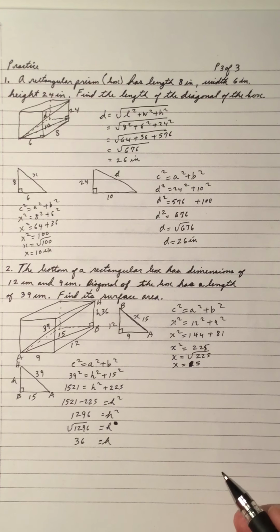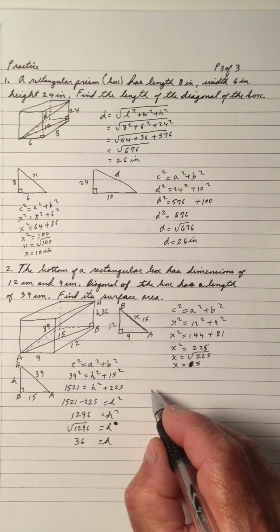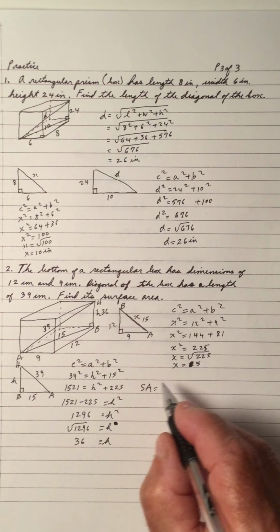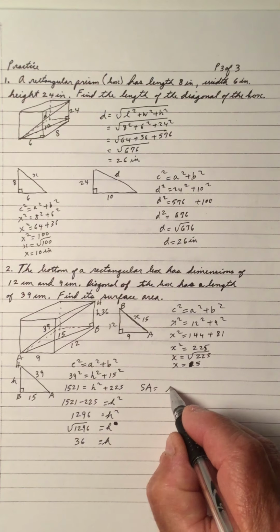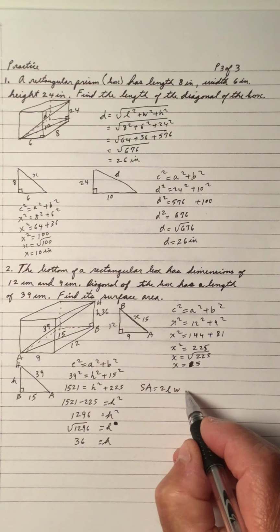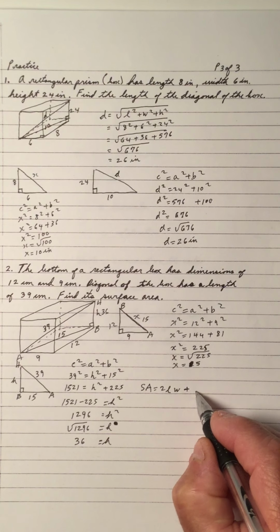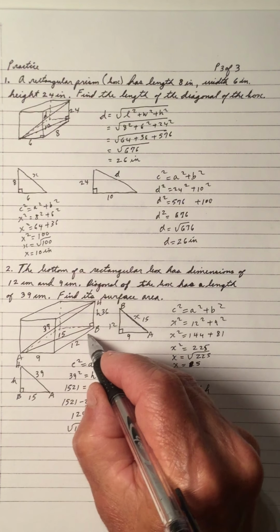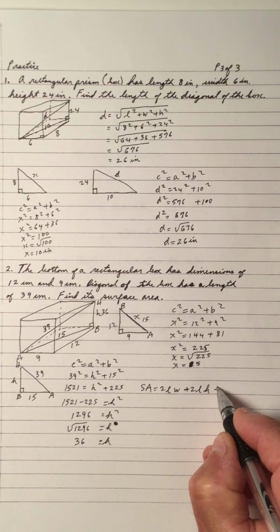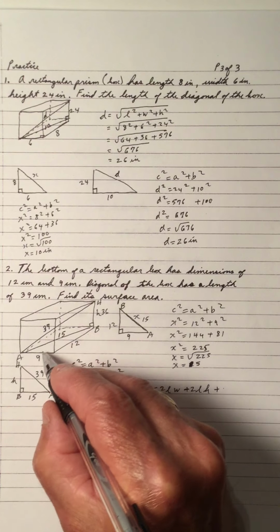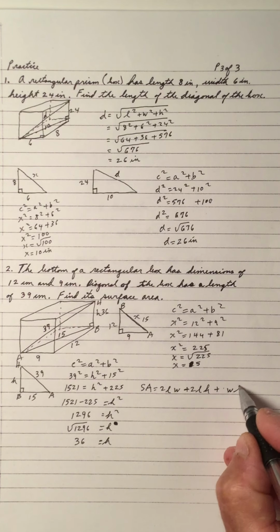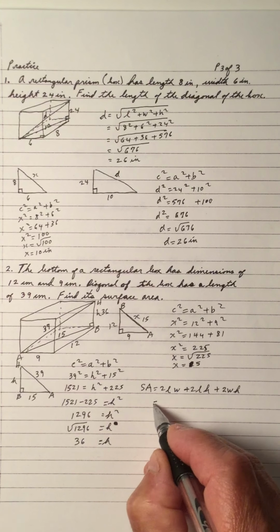Now we need to get the surface area. The surface area of a box, a rectangular prism, is the length times the width. That's the bottom, but there are two of them. You also have the length times the height, which is this face here, and there are also two of them. And you have the width times the height, which is the front of the box, and there are two of them. So you fill all this in.